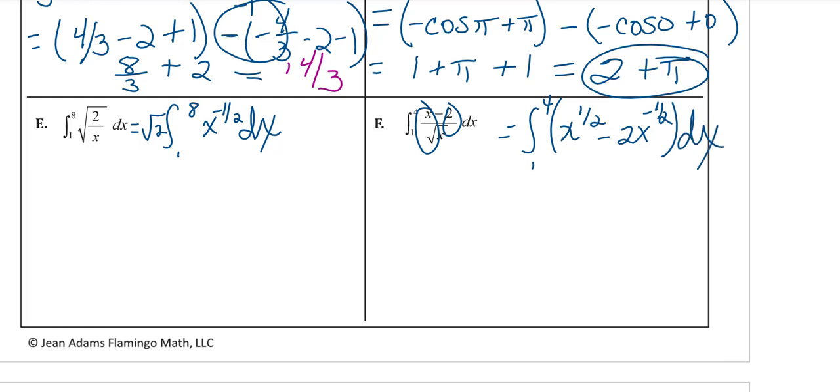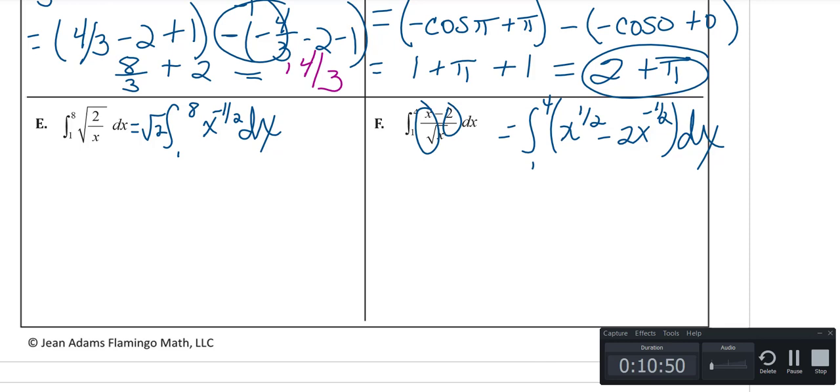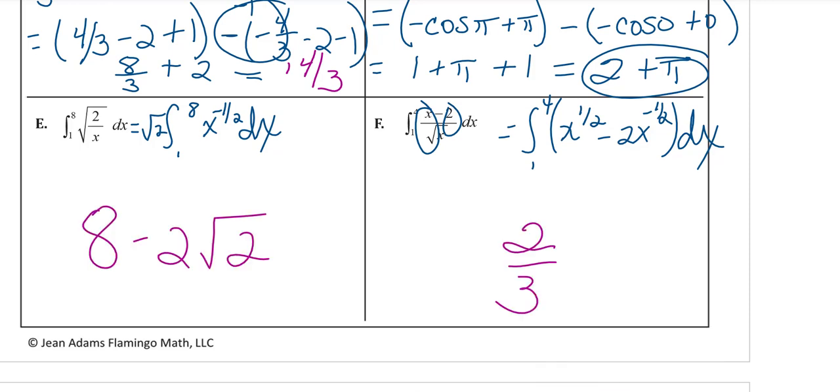Go ahead and pause here and try these two and then check your answer. Okay, there's the answers to the last two. And again, as always, if you have any questions, we can go over these in class.